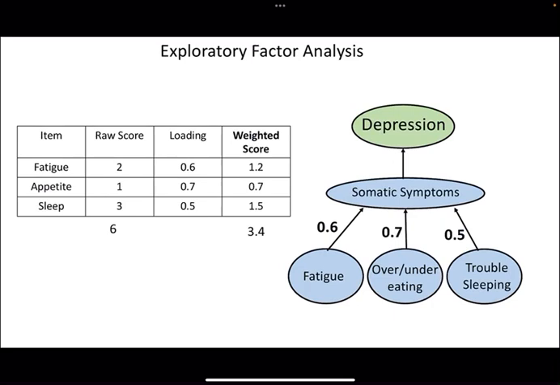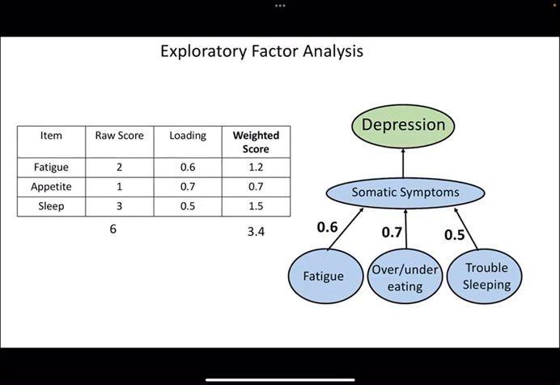So instead of it being 3, much more than the other ones, it's 1.5 now, which is only a little bit more than 1.2. You can see how 2 and 3 are further apart than 1.2 and 1.5. So it shows that when we weight sleep downwards, we see that fatigue and sleep are contributing similar amounts to this depression score, and that's basically how you come up with the loadings.